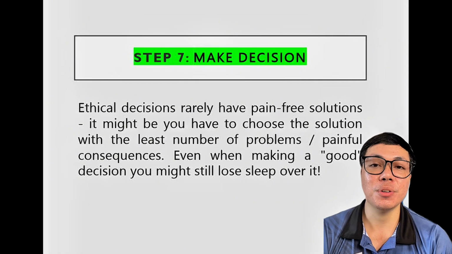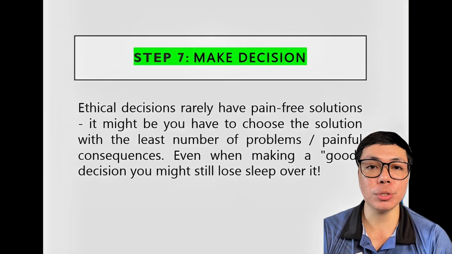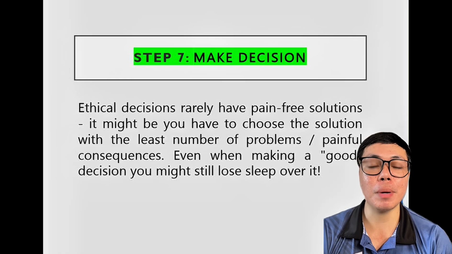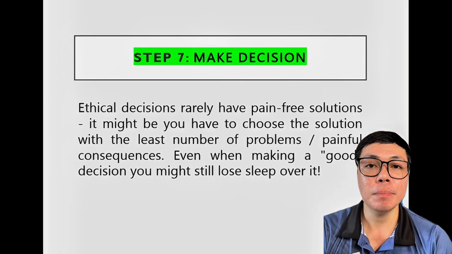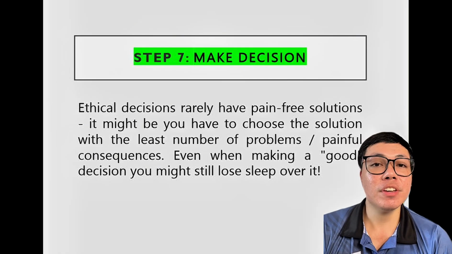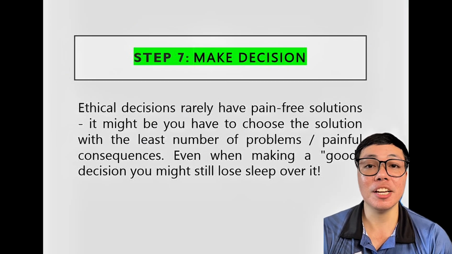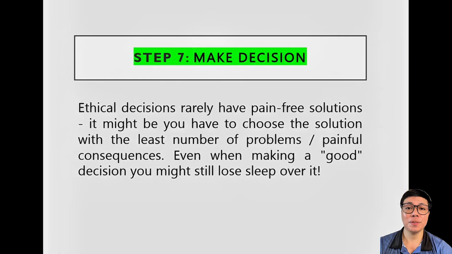Understand that no option may be perfect. Ethical choices often involve some discomfort or loss. Pick the solution with the fewest problems and least pain overall. Even the right decision can still feel difficult, and that's normal. So that's the 7 steps of Scott Ray's moral reasoning.